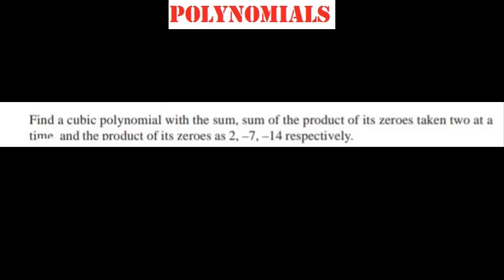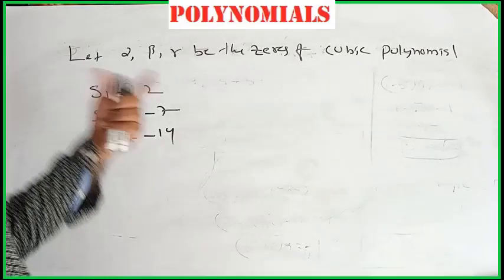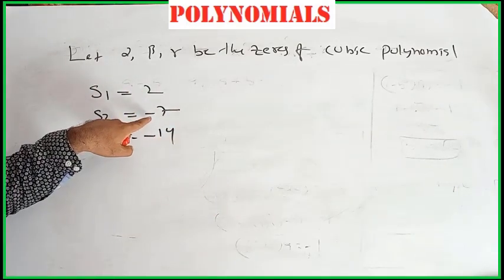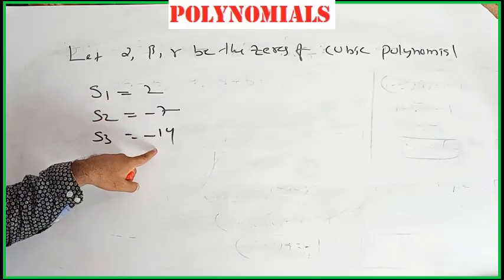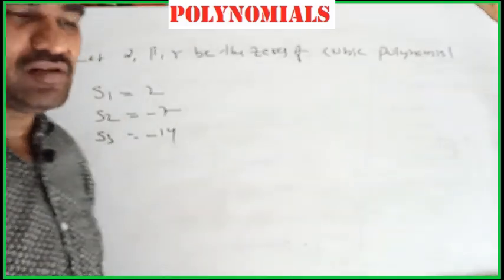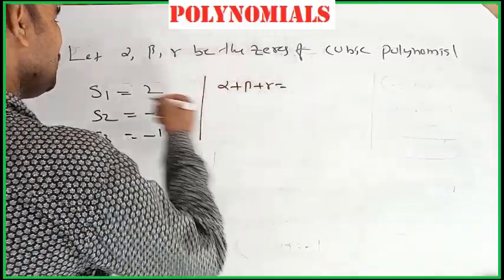Find a cubic polynomial with the sum of zeros, the sum of product of its zeros taken 2 at a time, and the product of zeros being 2, minus 7, minus 14 respectively. So okay children, according to the problem, we want to find a cubic polynomial. Sum of the zeros taken 1 at a time is 2, taken 2 at a time is minus 7, taken 3 at a time is minus 14. Let alpha, beta, gamma be the zeros of the required cubic polynomial. See here, alpha plus beta plus gamma equal to 2.